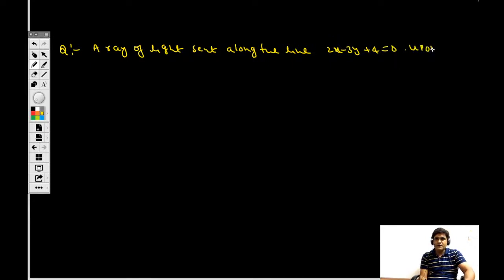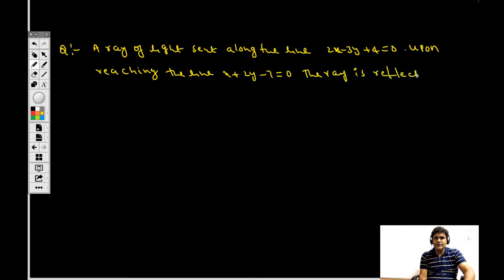Upon reaching the line x plus 2y minus 7 equals 0, the ray is reflected from it.